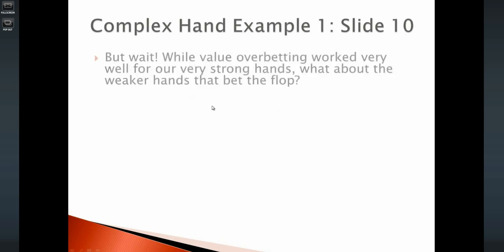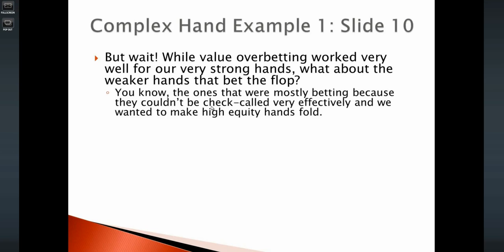Slide 10. But wait. While value overbetting worked very well for our very strong hands, and obviously we balanced that out with air, what about the weaker hands that bet the flop? You know, the ones that were mostly betting because they couldn't be check called very effectively and we wanted to make high equity hands fold. So this is the component we kind of ignore a lot when we talk about overbetting. We don't talk about, well, what do we do when we don't have those really strong hands, because those are the tricky ones.